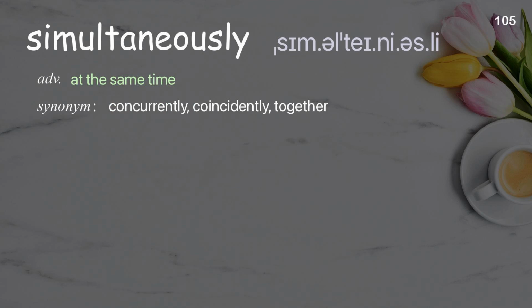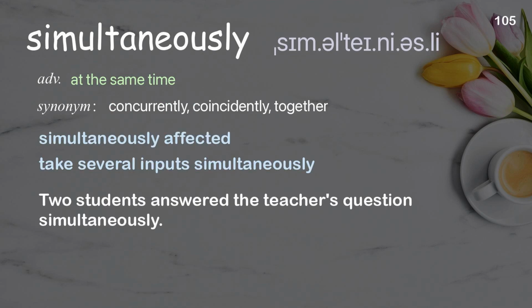Simultaneously. At the same time. Examples: Simultaneously affected. Take several inputs simultaneously. Two students answered the teacher's question simultaneously.